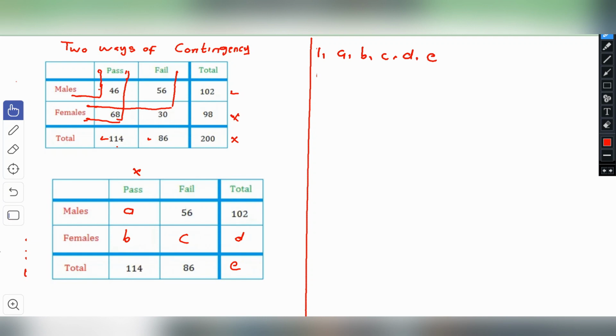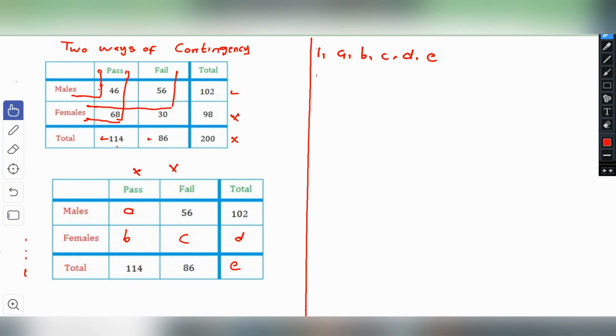So how can we determine these unknown values? Remember that in this table, we are given pass values where A and B are not known, but the total number is 114. So if we add A and B, we must get 114, right? But we have two unknown values, so we can't solve it yet. And then when we come to fail, we have 56, C, and 86.